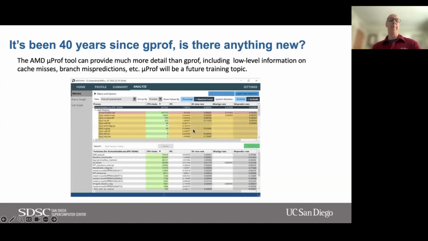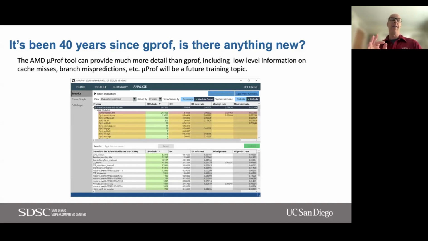Now, you might be wondering, it's been 40 years since gprof, actually a little bit more than 40, I guess, 43 years. Is there anything new? And there are other tools out there. The one that I'm going to recommend if you're working on Expanse is the AMD uProf tool. It gives you more detail than gprof, including low-level information on things like cache misses, branch mispredictions, and so on. And uProf is going to be covered in a future training topic.